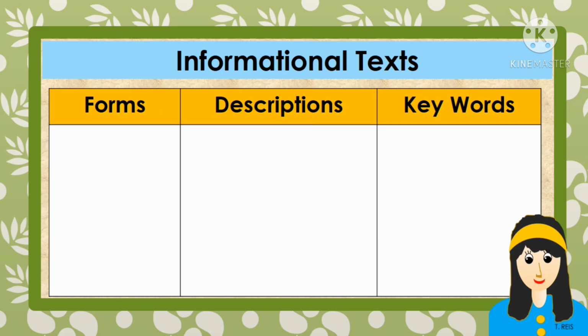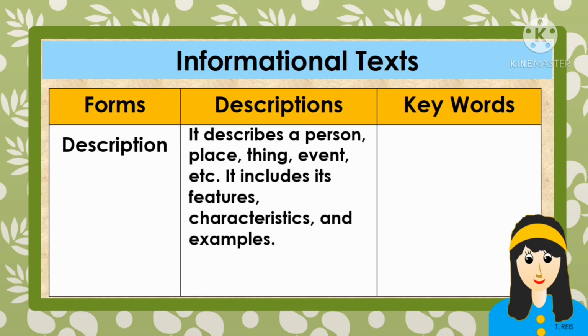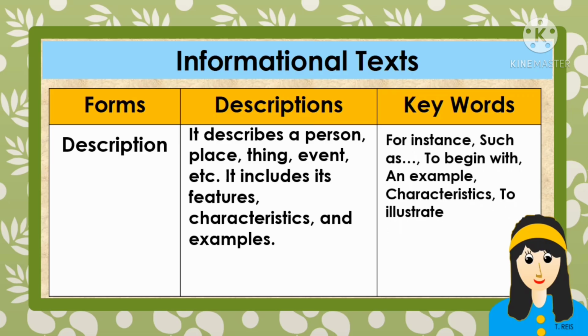For informational text form description, let us describe. What is description? Description describes a person, place, thing, event, and etc. It includes its features, characteristics, and examples. And what are the keywords for description? Here are the keywords: for instance, such as, to begin with, an example, characteristics, and to illustrate.